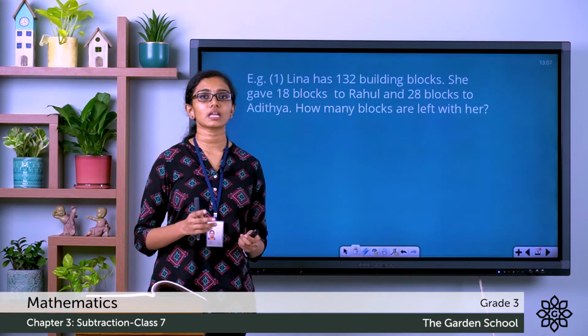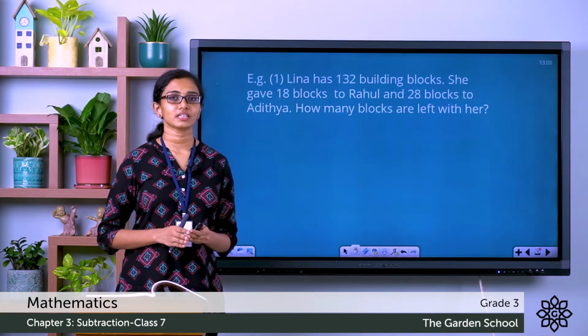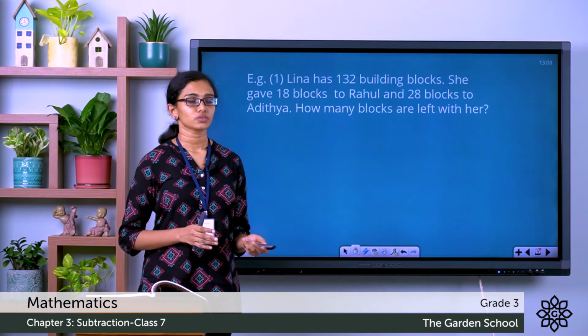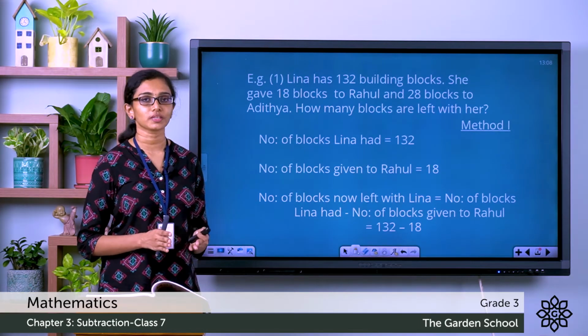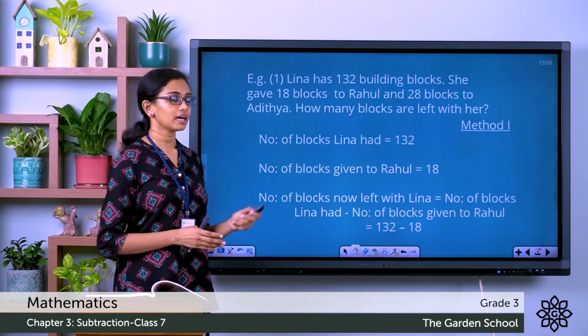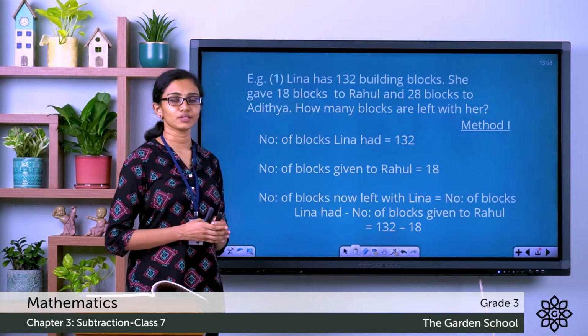This can be solved in two different methods. Let's see the first method. So in the question it says that Lena had 132 blocks with her. So let's write the step as number of blocks Lena had. That is equal to 132.